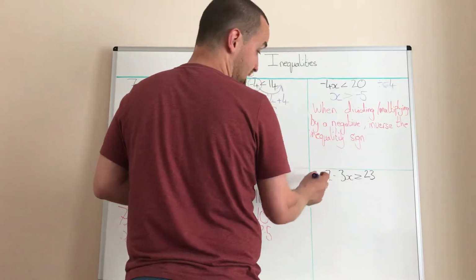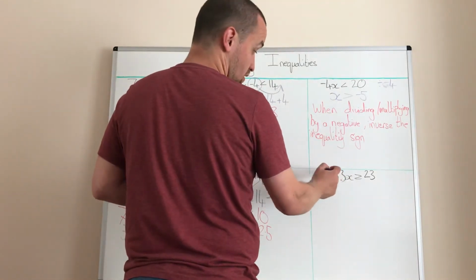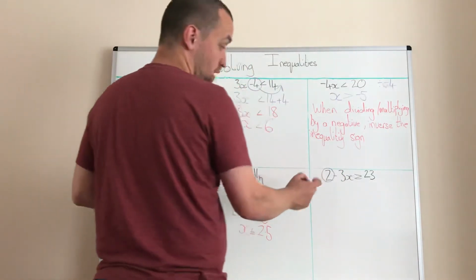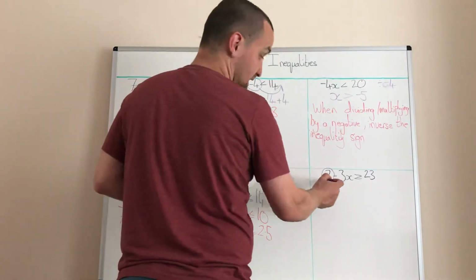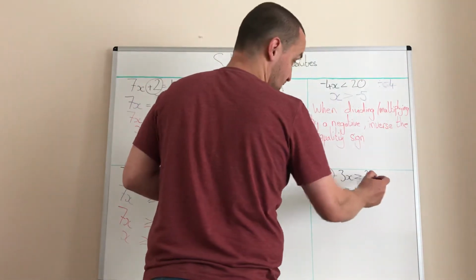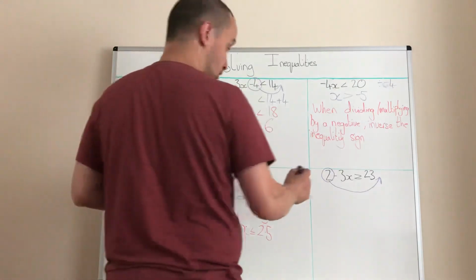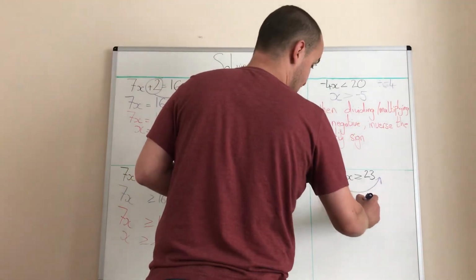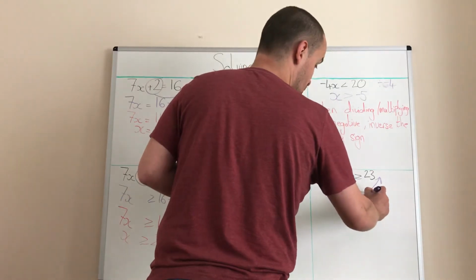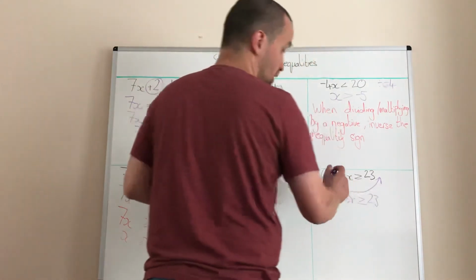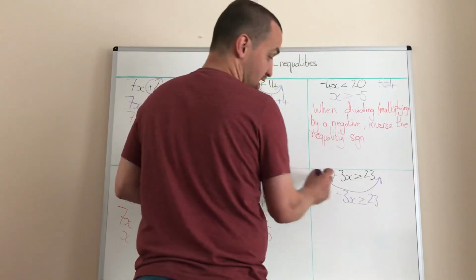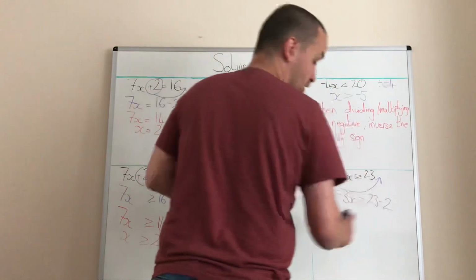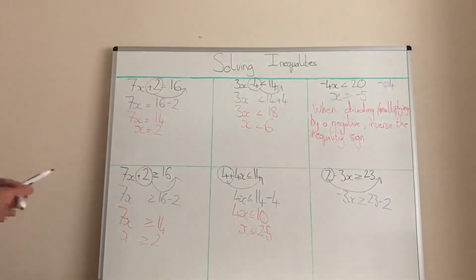Straight away, we need to get x on its own. So I'm going to take this plus 2. We know it's a plus 2 because there's no minus sign in front of it. And we're going to put it on that side. Okay, we'll change the sides. So minus 3x hasn't moved. Greater than or equal to hasn't moved. 23 hasn't moved. That plus 2 on the left hand side is a minus 2 on the right hand side.